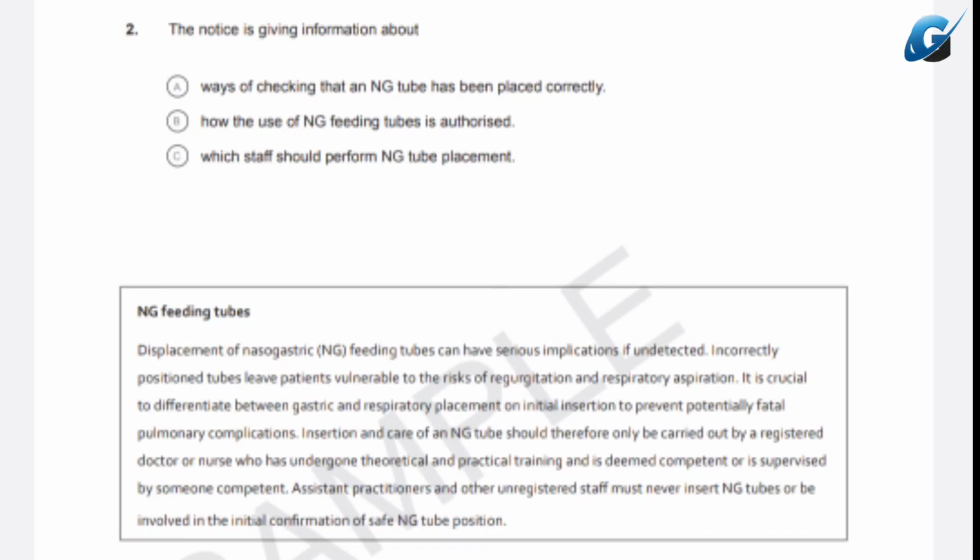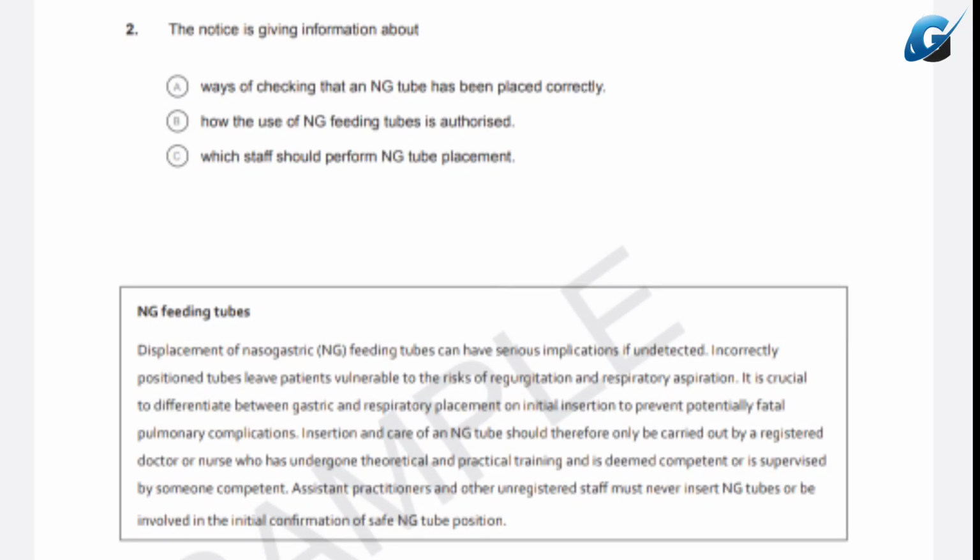Your time is up. Let's approach the question in a systematic way. First, go for the passage. NG feeding tubes. Displacement of nasogastric feeding tubes can have serious implications if undetected. Incorrectly positioned tubes leave patients vulnerable to the risk of regurgitation and respiratory aspiration. It is crucial to differentiate between gastric and respiratory placement on initial insertion to prevent potentially fatal pulmonary complications.